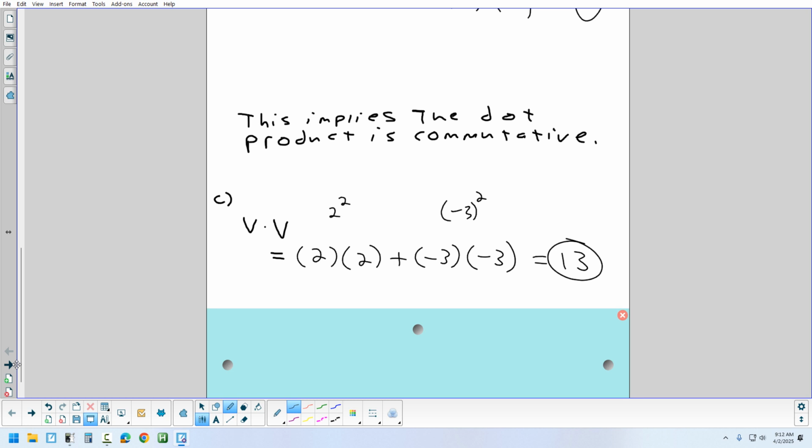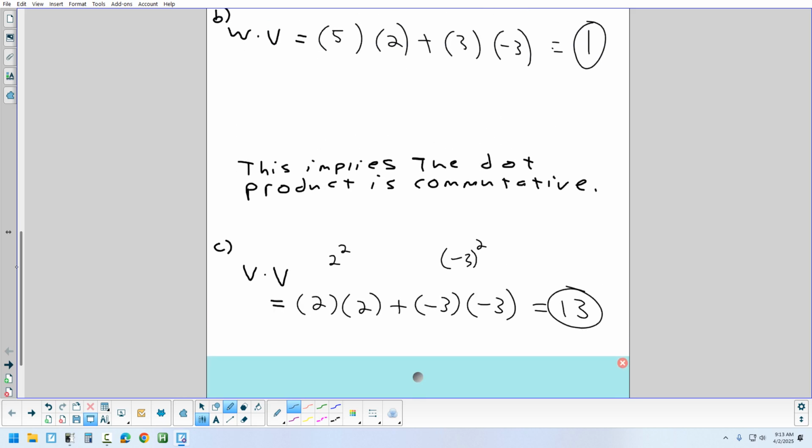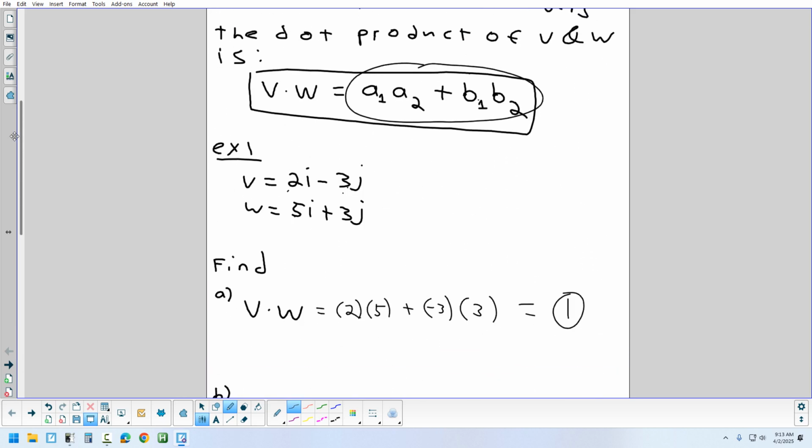Kind of like doing Pythagorean theorem, but what didn't we do? We did not square root our answer. Right, we didn't take the square root at the end. Okay, if you were going to find the magnitude of v, and this is important, the magnitude of v would be 2 squared plus negative 3 squared, but then you would square root it. So the magnitude of v is the square root of 13.